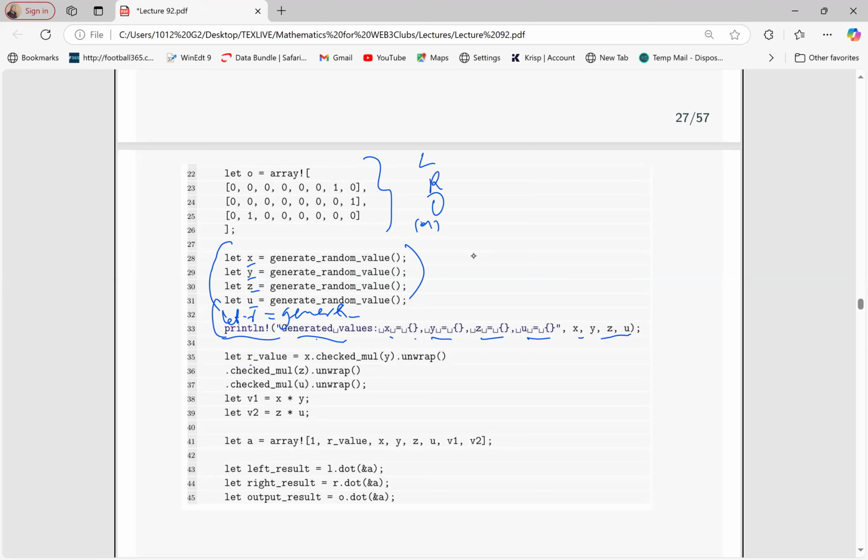let R, so this one is X multiplied by Y. And then Z. Okay, so what was this? What we had been given was, what was it? R was, what? X, Y, Z, U. I think that's what it was.